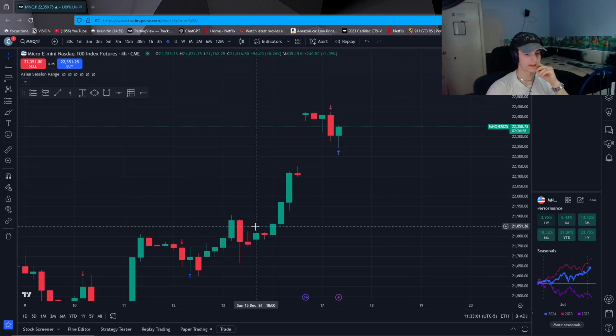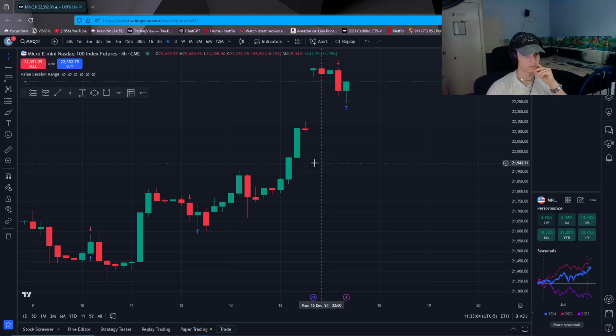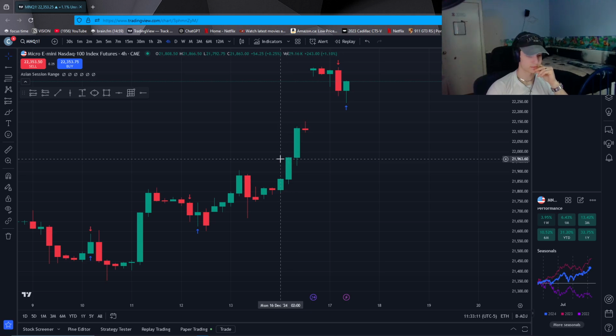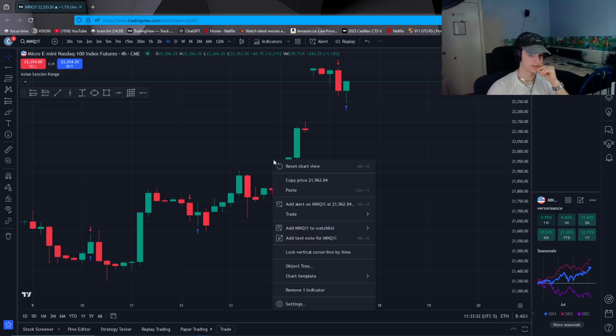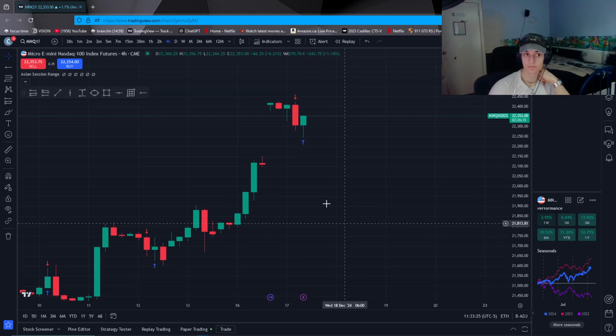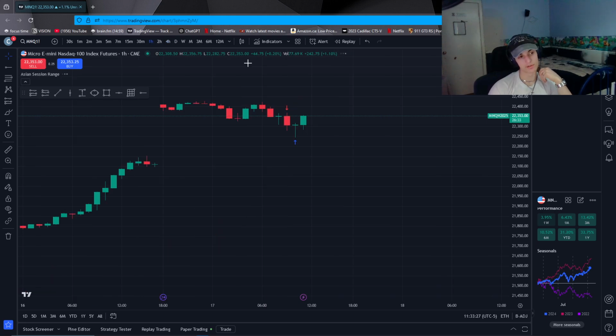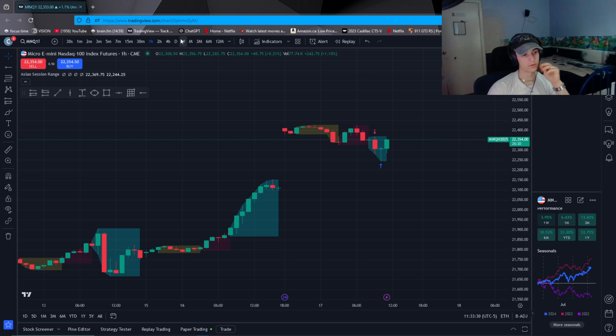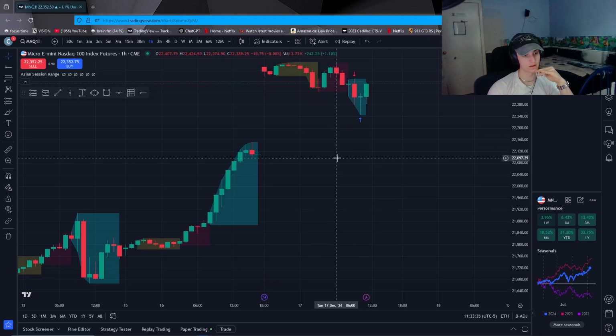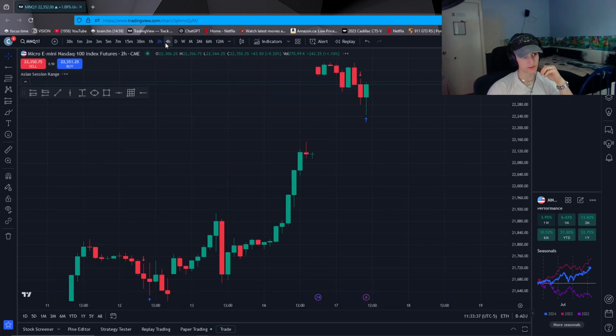So each one of these candles took 4 hours to form. So you can see 10 a.m. on the 16th, 6 a.m. on the 16th, 2 a.m. on the 16th. And then what is that? 22. 10 p.m. on the 15th, and so on and so forth. So if we know that, whenever you're on whatever time frame you're on, that's how long it took the candles you see to form.